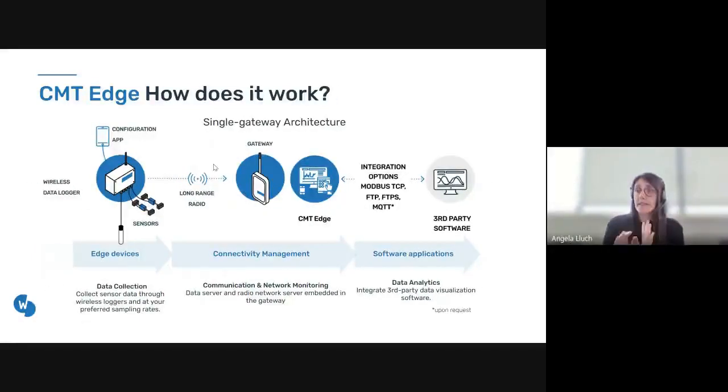There is, however, another alternative, which is the edge or single gateway architecture. This is very similar to the previous one, but as you can see in this diagram, it only operates with one gateway. And in this case, the data server is no longer located in the cloud. It is embedded in this device.